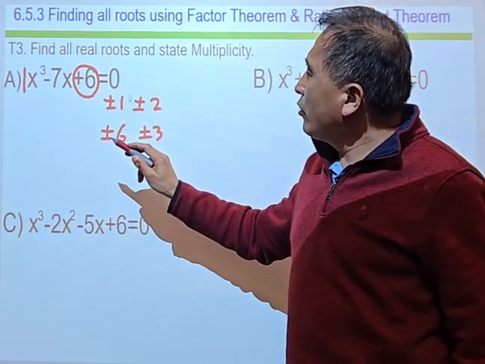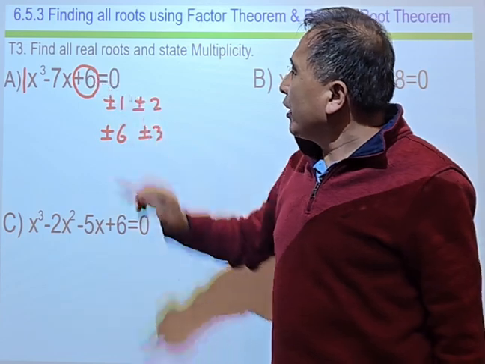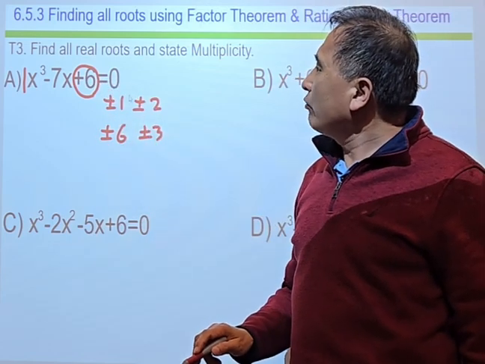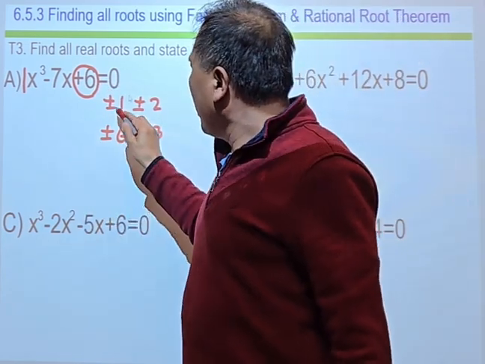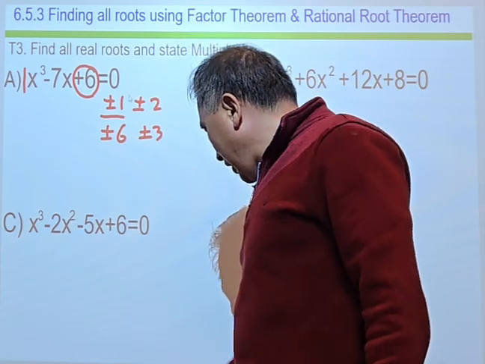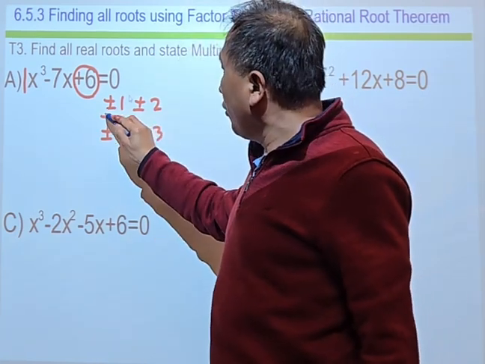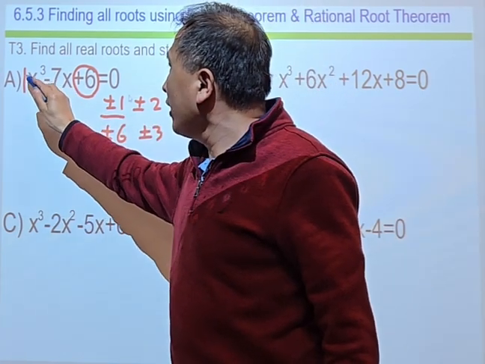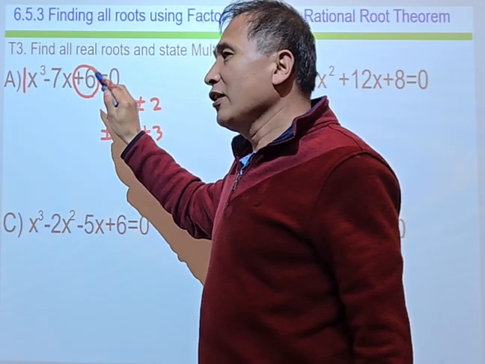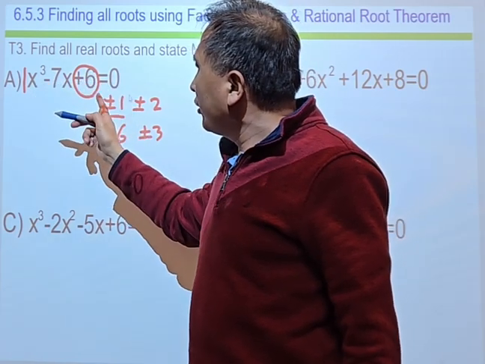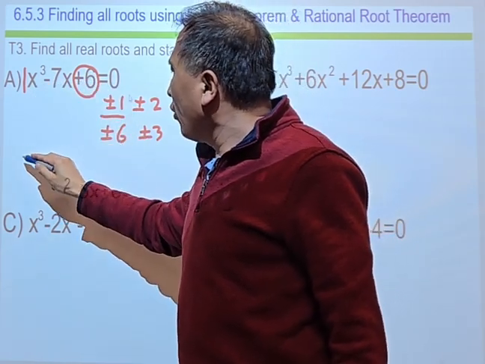Among those, we plug in and need to find which one becomes 0. Let's try from the smallest number, which in this case is x equals 1 or negative 1. But I see the signs are 1, negative 7, 6, so this is kind of alternating. So I might try 1 first.